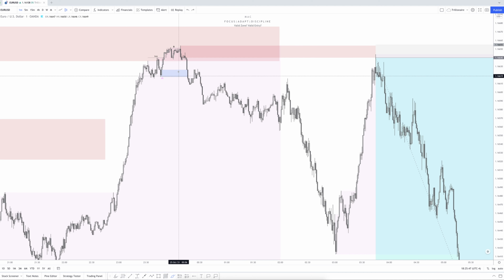And of course we have a change of momentum, price pushing to the upside and then starting to move to the downside.